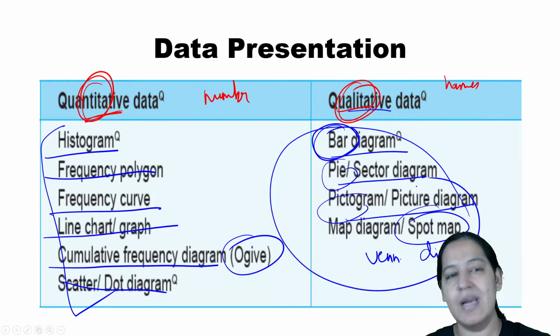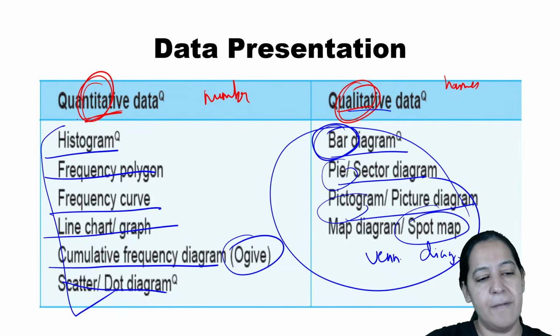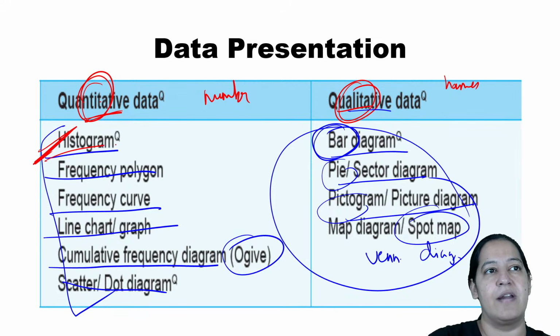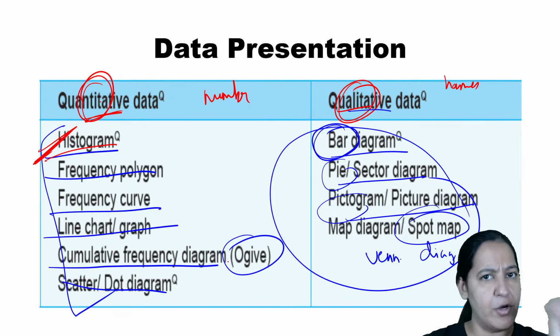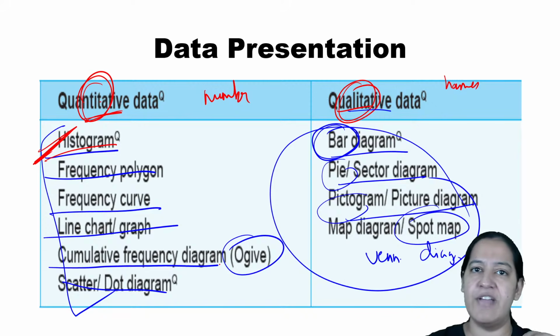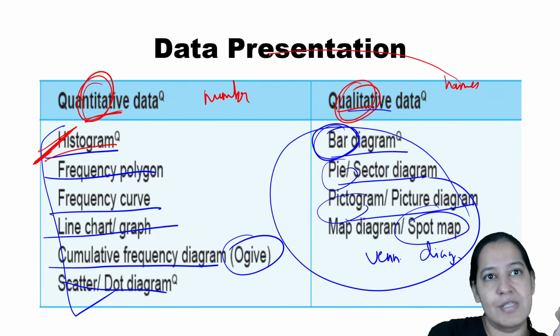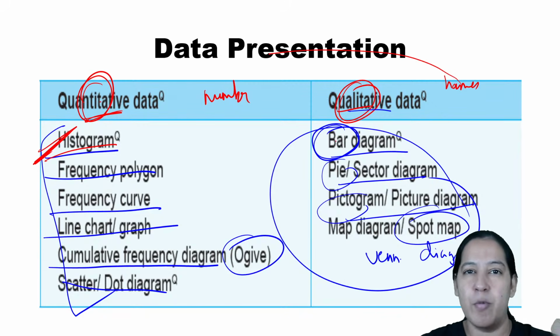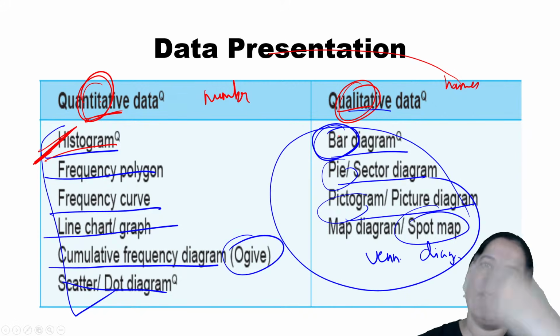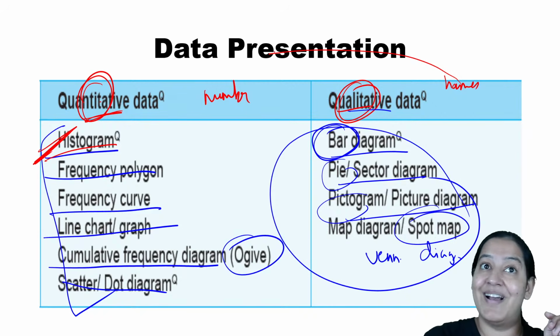Let me take the first one. Let me start with quantitative data. Let me take the first one, histogram here. I will take one by one, and I will tell you important points among them. I will show you the diagram of each of them. This seems very easy, that everyone knows all this. In 9th standard, 8th standard we have studied it. But MCQs on it are really tricky.